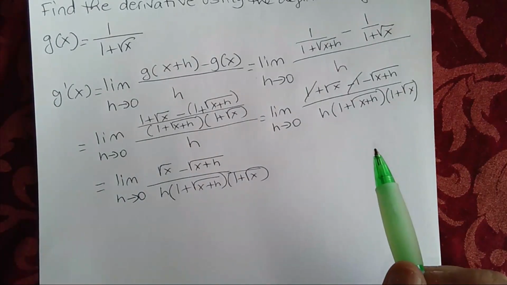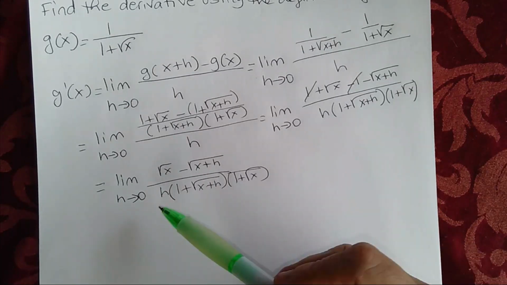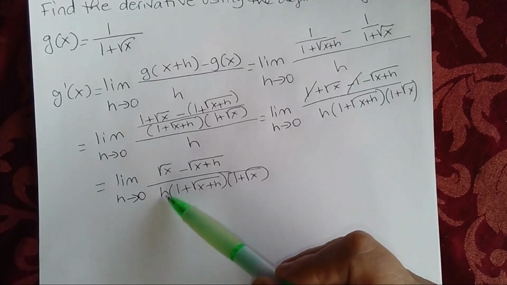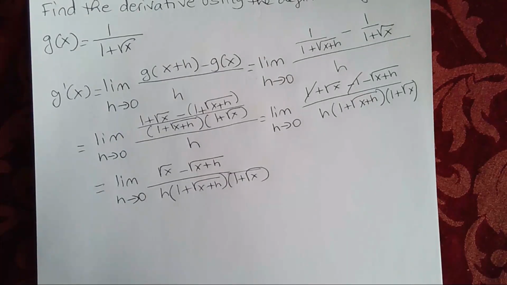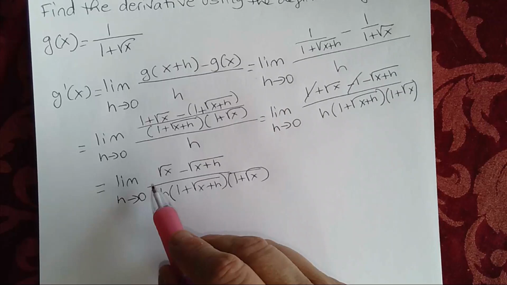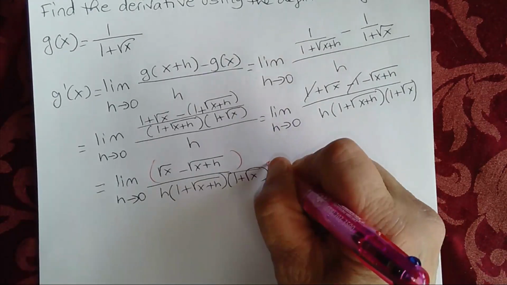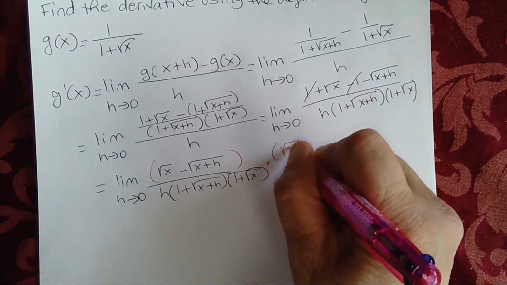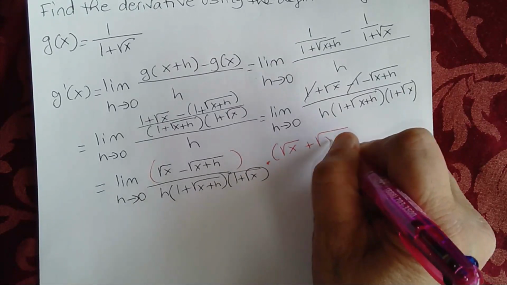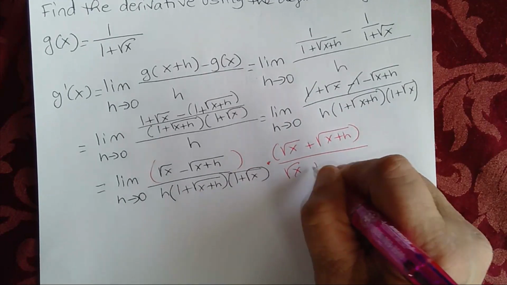So here we cannot use direct substitution. Here we have h in here, so the denominator would be 0, so we need to do something else. If we multiply by the conjugate of the numerator, the conjugate of the numerator would be square root of x plus square root of x plus h, divided by square root of x plus square root of x plus h.